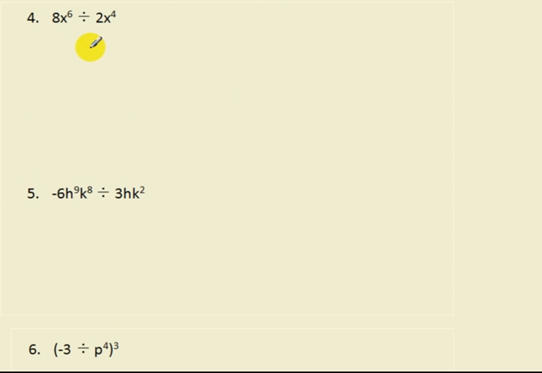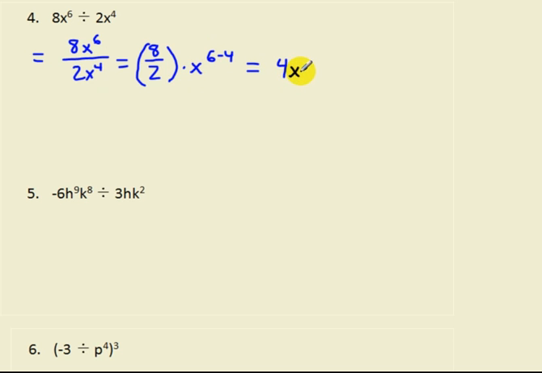Okay, number 4, we have 8x to the 6th divided by 2x to the 4th. I'm going to rewrite that as a fraction, so 8x to the 6th over 2x to the 4th. And we can deal with the coefficients separately if you like. So that's 8 over 2 times x, and subtract exponents. So 6 minus 4 will give us 8 divided by 2 is 4, and then x squared.